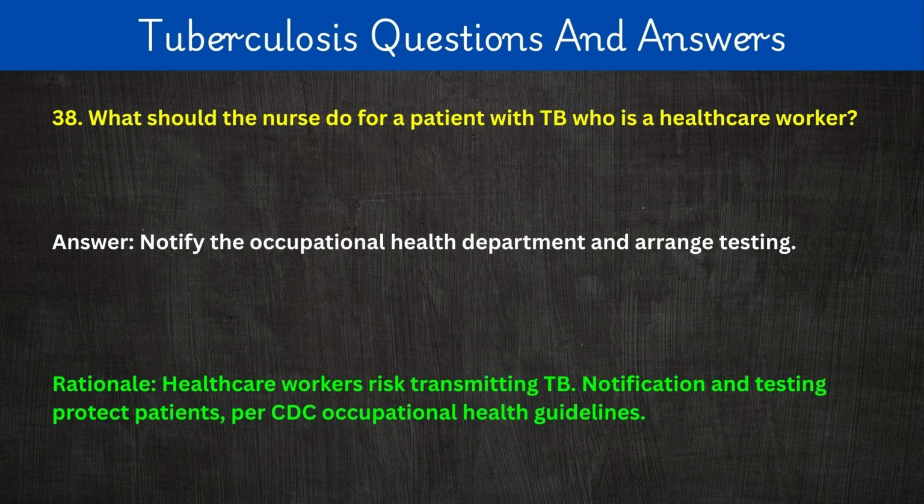38. What should the nurse do for a patient with TB who is a healthcare worker? Answer: notify the occupational health department and arrange testing. Rationale: healthcare workers risk transmitting TB. Notification and testing protect patients, per CDC occupational health guidelines.